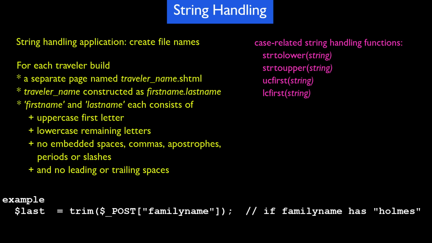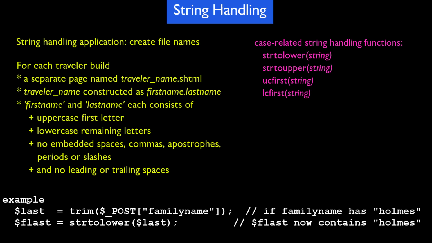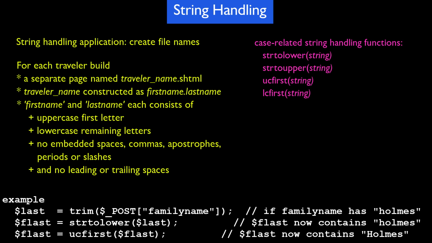So $last = trim($_POST["familyname"]); So let's suppose $last contains holmes, all lowercase. Then $F_last = strtolower($last). So $F_last will still contain holmes, all lowercase. And $F_last = ucfirst($F_last). And now it will contain Holmes with an uppercase first character.